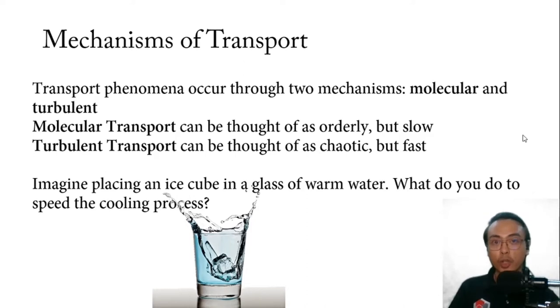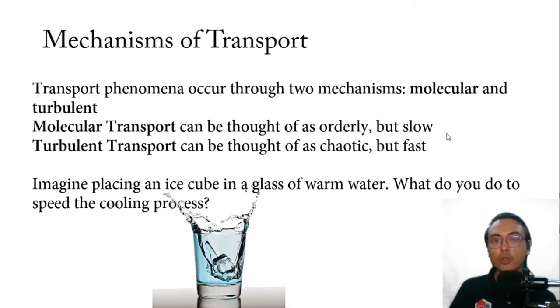You can either stir your glass of water or you can shake the glass of water with the ice to speed the cooling process. And that demonstrates what we call turbulent transport. So turbulent transport can be thought of as chaotic but fast. So with you shaking the water containing the ice, you are introducing chaos, but by introducing chaos, you are making sure that the transfer of energy from the warm water to the cold ice occurs at a very fast rate.